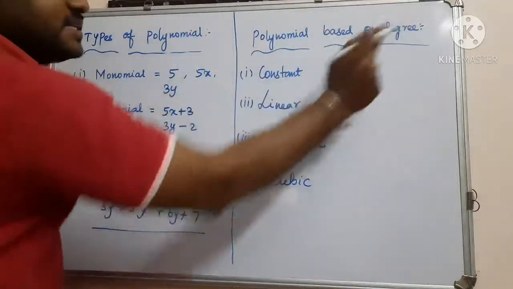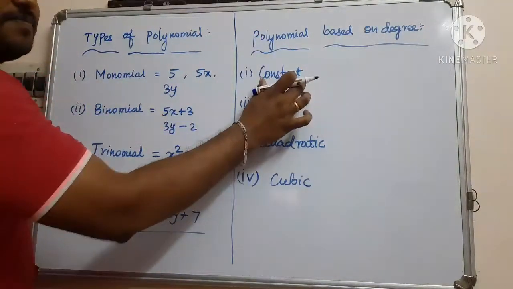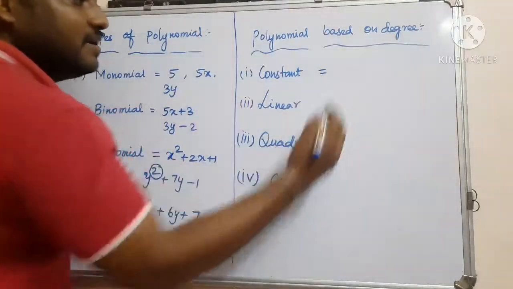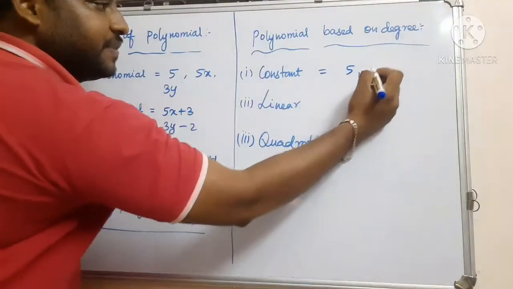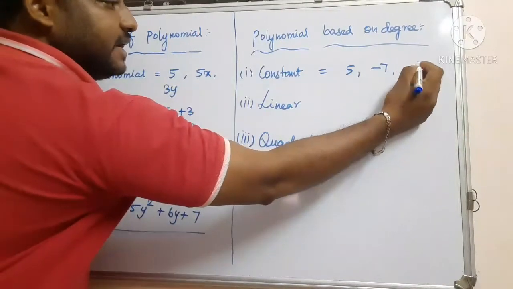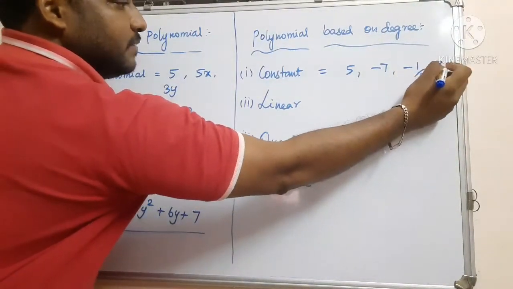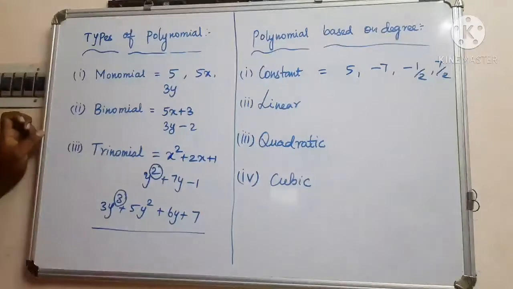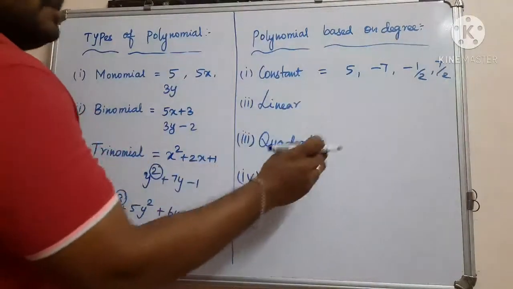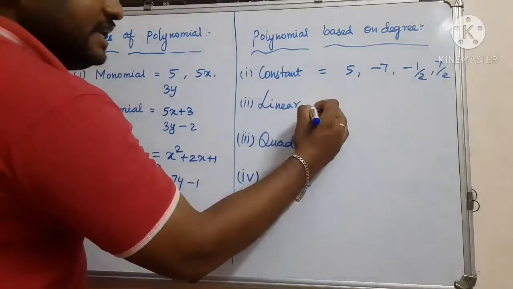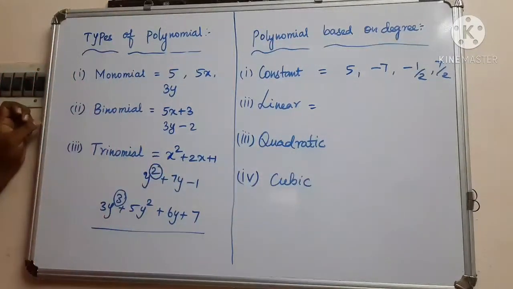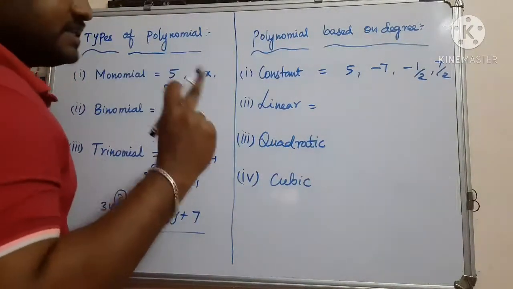So polynomial based on degrees: constant. You know that constant means a real number. Constant means any number, 5 or minus 7 or minus 1 by 2 or 7 by 2. All these numbers are taken as a constant number. Constant number means a real number. And then second one is a linear polynomial. Linear polynomial means the highest power is 1.